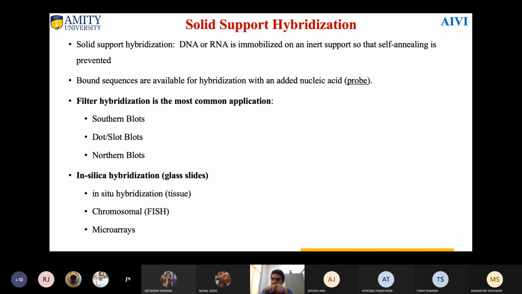and also called FISH, fluorescence in situ hybridization. When you are working with fluorescence within your cell, within a tissue or within a cell, then you call it in situ hybridization. And FISH is also a type of in situ hybridization. FISH stands for fluorescence in situ hybridization. So these are some basics of things.